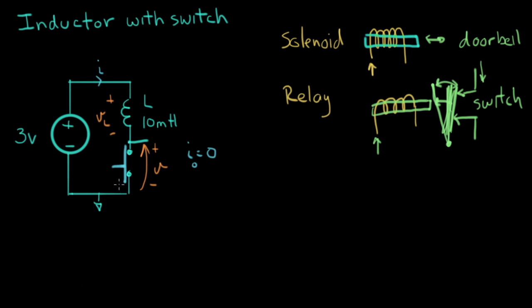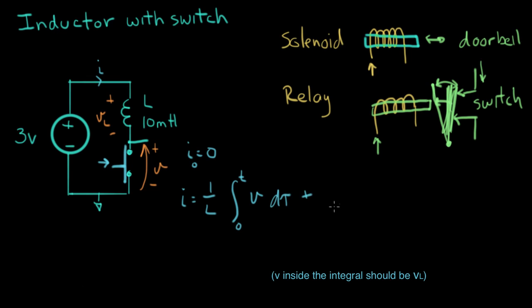We just closed our switch at time t equals 0, and let's look at what happens. All of a sudden, our inductor has a voltage across it. This node is at 3 volts, this node is at 0 volts, so we have 3 volts across our inductor. So let's use the integral form of the inductor equation to solve for the current: I equals 1 over L times the integral from 0 to t of V d tau plus I0.